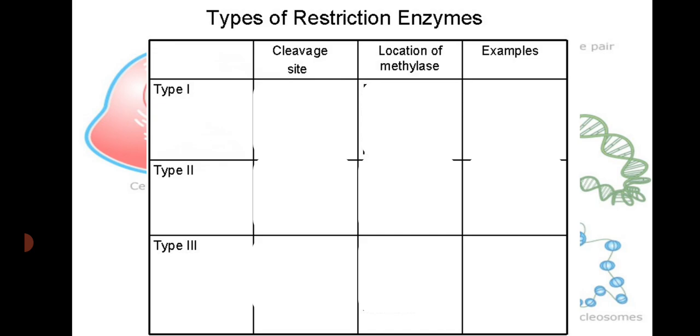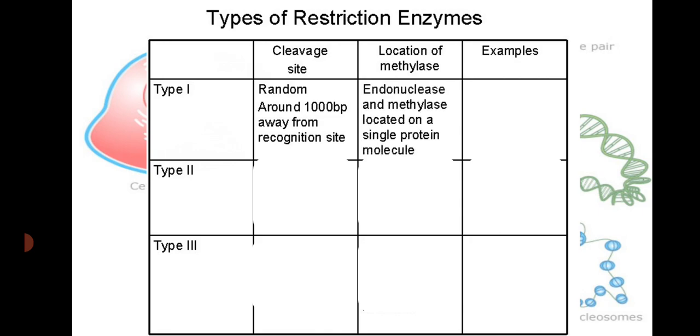Now the restriction enzymes are of 3 types. We have seen in a previous video that it has both cleavage and modification sites. Modification is done by methylase. So the type 1 restriction enzymes have a cleavage site which is around 1,000 base pairs away from the recognition site. So the recognition site will be outside the restriction site. They have endonuclease and methylase activity located on the same protein molecule.